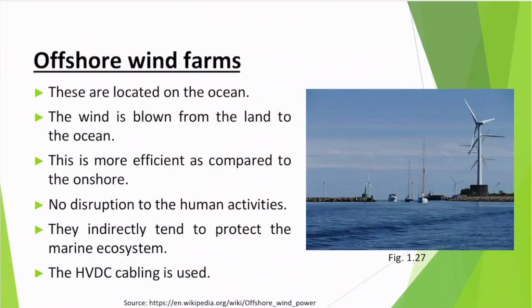This is more efficient as compared to onshore, and the reason is that there is no disturbance of human activities, and they indirectly tend to protect the marine ecosystem, because they're not going to hurt anybody. So because the marine ecosystem is still protected, HVDC cabling, high voltage DC cabling, is used to extract the power to the pumps.